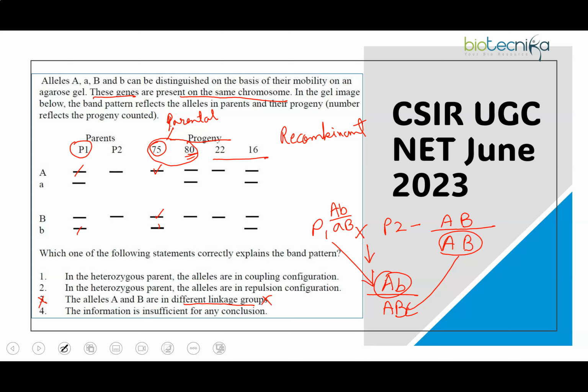So when capital A, small b and small a, capital B is the configuration in P1, in which configuration is it present? This configuration is what we call the trans configuration, or repulsion, where the dominant allele of one gene is present with the recessive allele of the other gene. So from there, what will be the answer? In the heterozygous parent the alleles are present in repulsion configuration. So the answer is option 2.